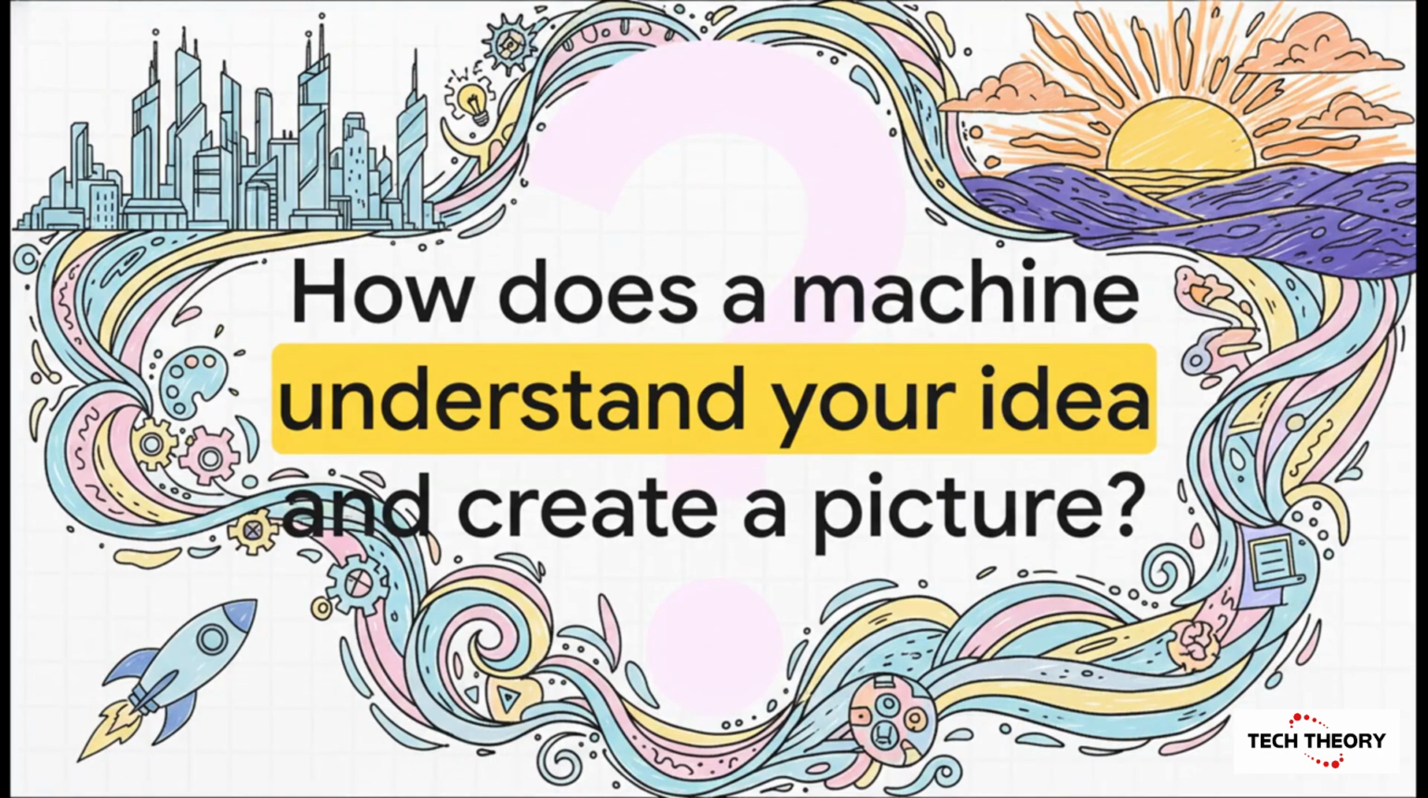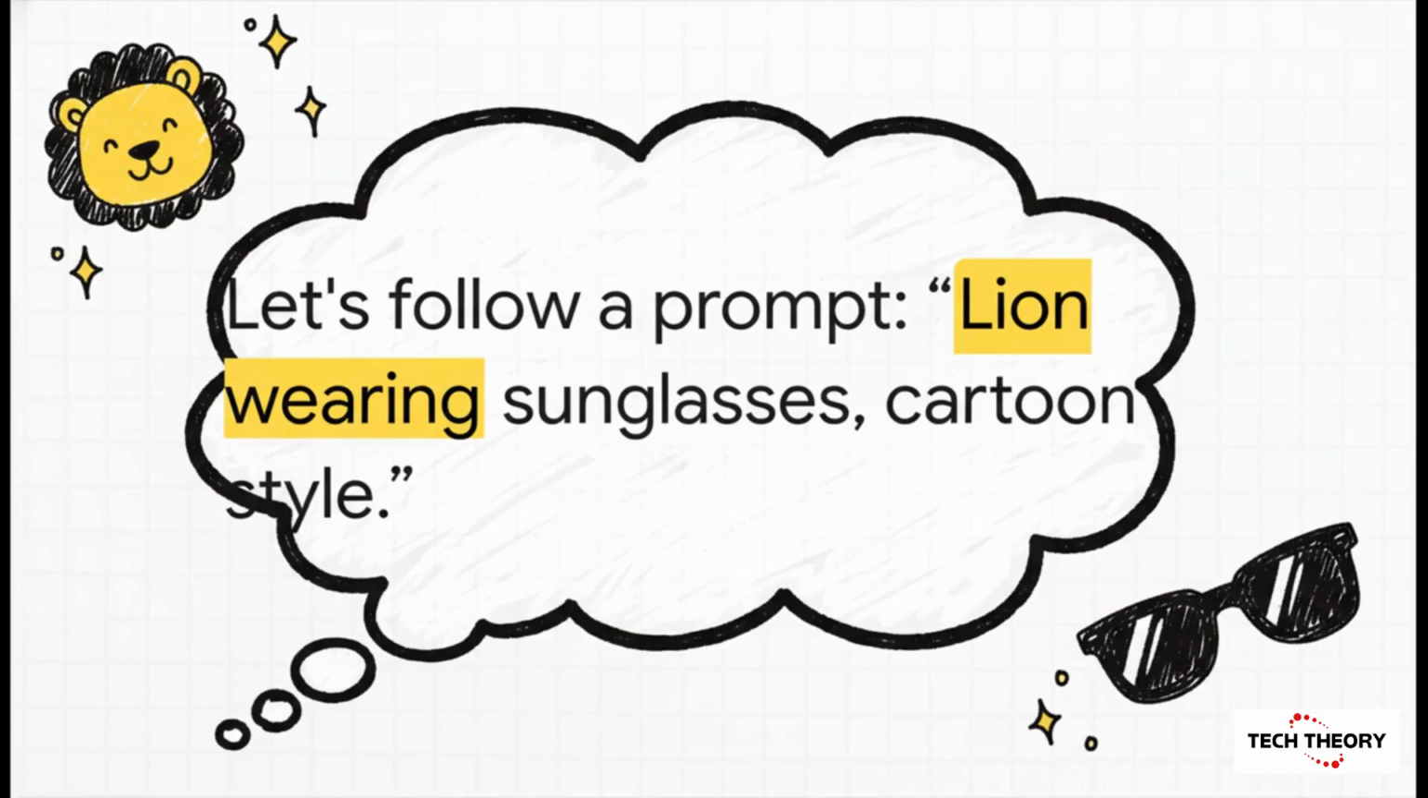It's a pretty mind-bending question, right? How does a machine actually understand abstract ideas like futuristic or capture the feeling of a sunset? It's not just matching words to pictures. It's about understanding context, relationships, and even artistic styles. To really get a handle on this, we're going to follow one specific prompt from start to finish. Our subject? A lion wearing sunglasses, cartoon style. Let's see how the AI tackles that one.